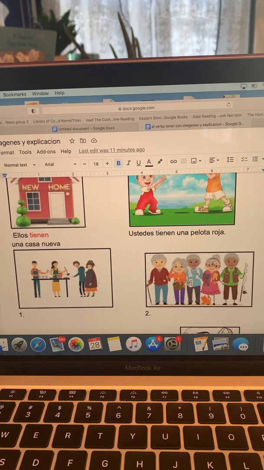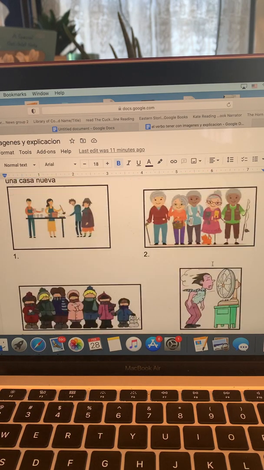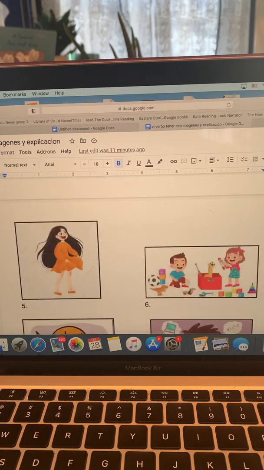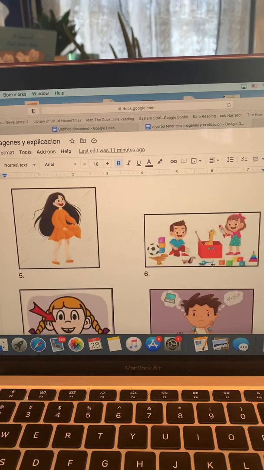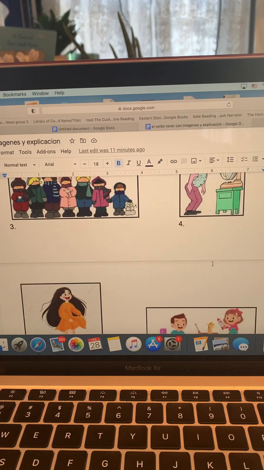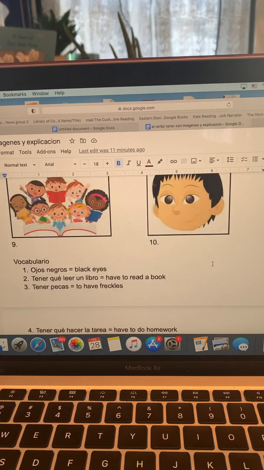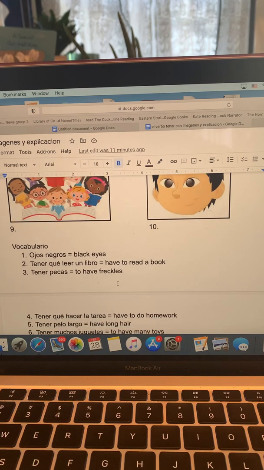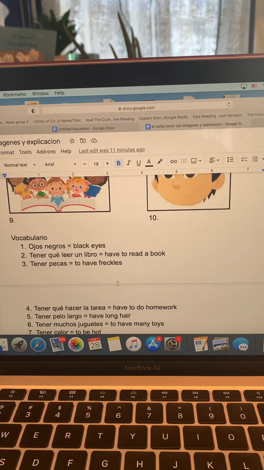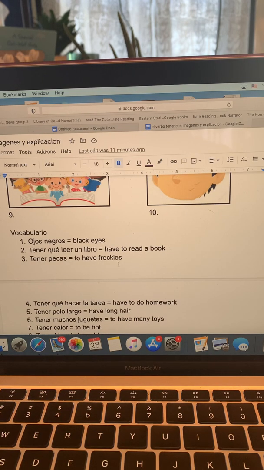Now, I'm going to scroll down to the vocabulary that will help you write the sentence for each of the images you see. Okay? So I decided to make it into a list and number each vocabulary usage. Okay? So here we have vocabulario. Número 1. Ojos negros. That means black eyes.